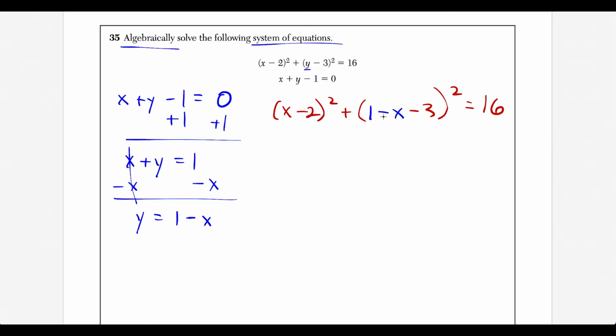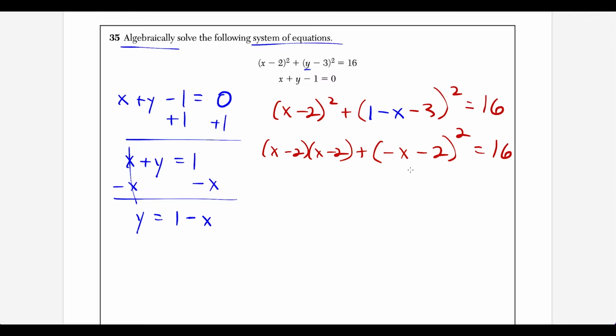And now we just simplify a little bit. This is going to be x minus 2 times x minus 2. And now this one here on the inside, we're going to have 1 minus 3 is negative 2. So we're going to have negative x, and then we're going to have 1 minus 3 is negative 2. And this is being squared like this, and this is equal to 16.